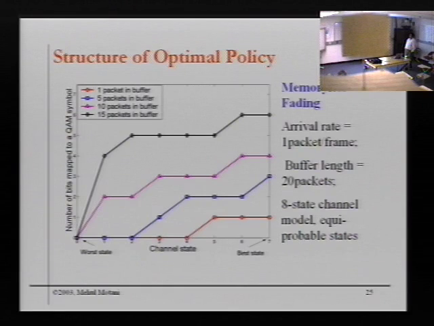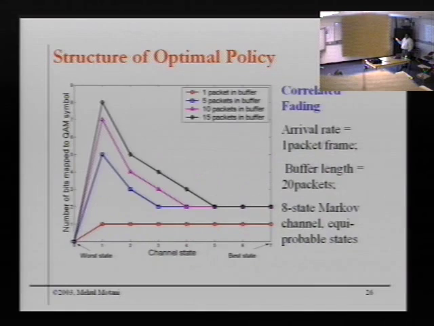So anyway, this is with memoryless fading, and this is not new. What is new is when you look at correlated fading. The reason we did the other curve was because this is in the same format: channel state here, number of bits here, and again the same 4 scenarios. We actually find that the policy is no longer monotonically increasing in rate. It's not waterfilling-like, and it's kind of what you said.